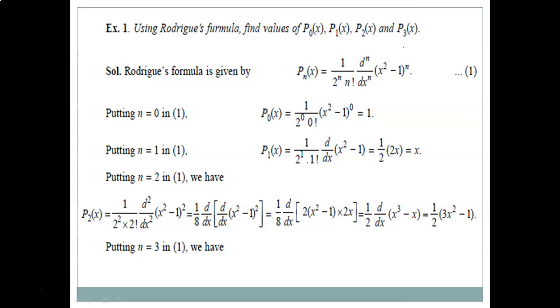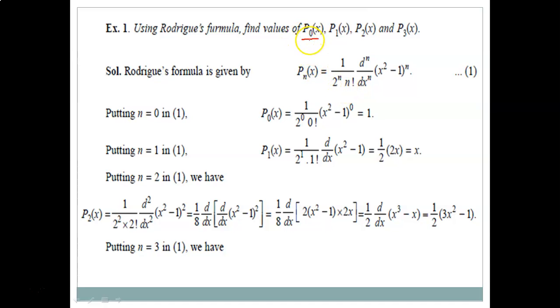Next, let us find the values of these Legendre polynomials of degree 0, degree 1, degree 2, and degree 3 using the Rodrigues formula. From the Rodrigues formula, we know that Pn(x) is equal to 1 by (2^n n!) times the nth derivative of (x square minus 1) raised to power n. So this is equation 1.